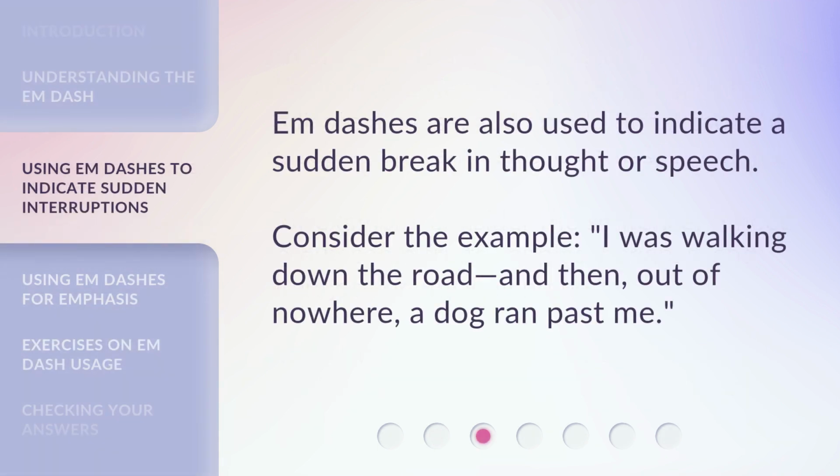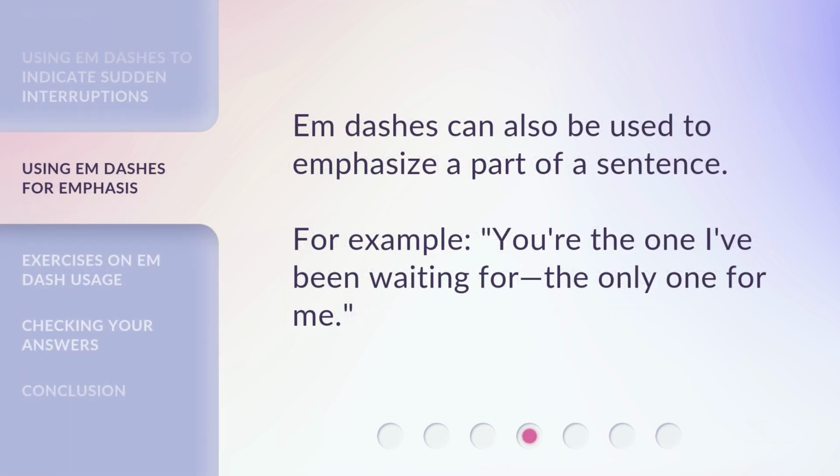Em dashes are also used to indicate a sudden break in thought or speech. Consider the example. I was walking down the road, and then — out of nowhere — a dog ran past me. Em dashes can also be used to emphasize a part of a sentence. For example, you're the one I've been waiting for — the only one for me.